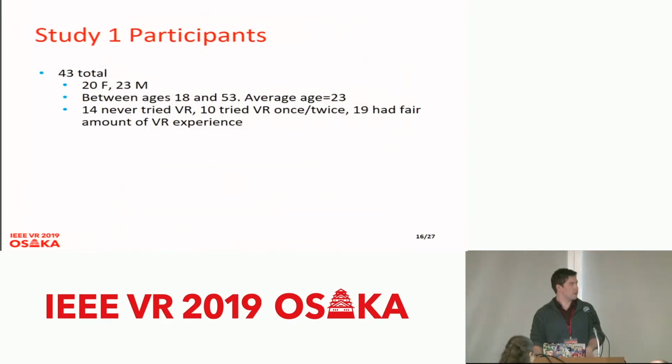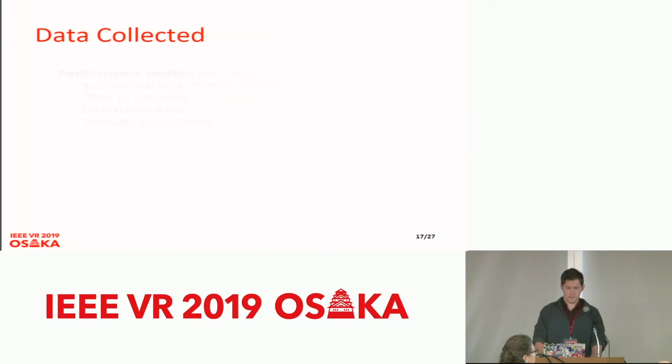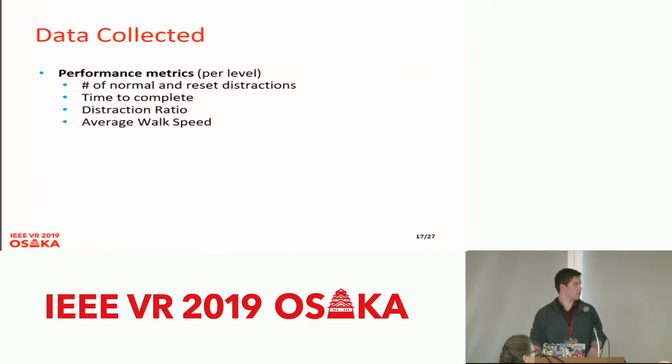In this first study, we had 43 participants, 20 females, 23 males, with an average age of 23. About half of them had a decent amount of VR experience, which, as we'll see, did not seem to make much of a difference. We collect the following data. We collect what we call performance metrics in each level, which include the number of normal and reset distractors, the time to complete each level, what we define as the distraction ratio, which is the percentage of the completion time during which the distractor is active, and their average walk speed.